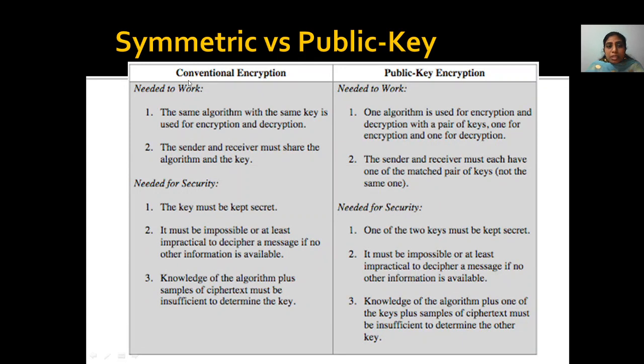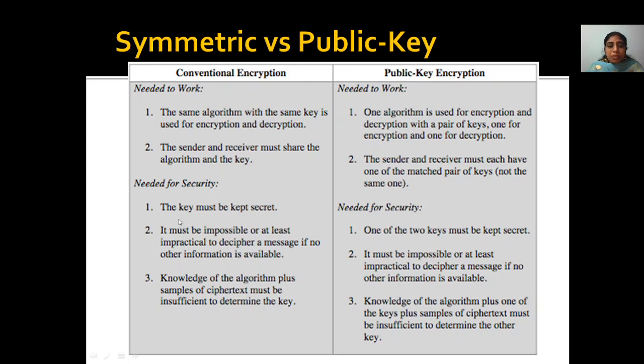See the differences between the symmetric key and the public key. In the symmetric key, the same algorithm with the same key is used for encryption and decryption, and the sender and receiver must share the algorithm and the key. In the public key, one algorithm is used for encryption and decryption with a pair of keys, one for encryption and one for decryption. The sender and receiver must have the matched pair of keys.